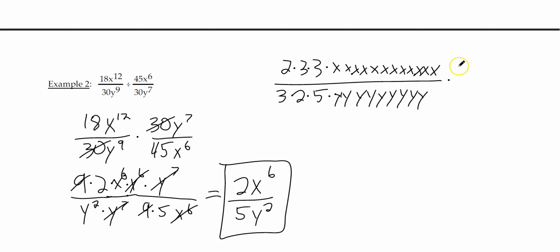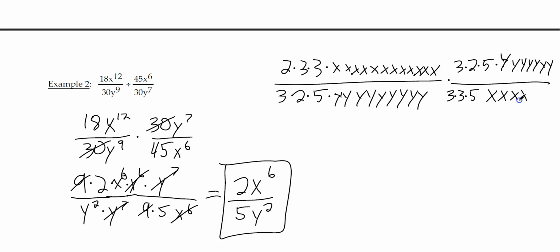Times, and the 30, which again is 3 and 2 and 5, how I wrote it. And 7 y's, oops, 1, 2, 3, 4, 5, 6, 7, and the denominator 45, which is 9 and 5. 9 is 3 and 3, 5, and 6 x's. So this is the full prime factorization.